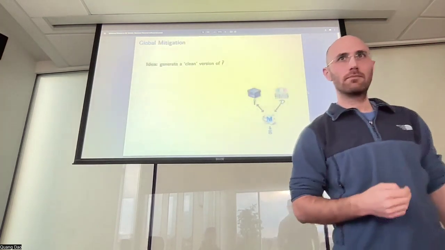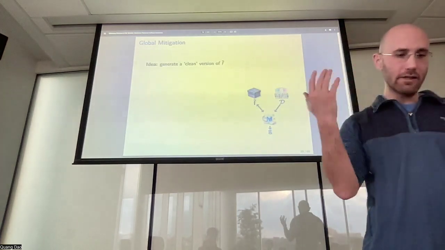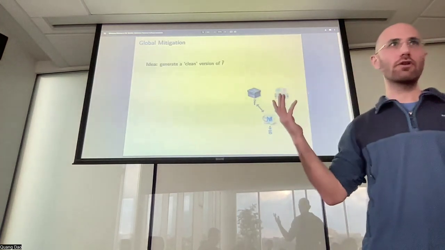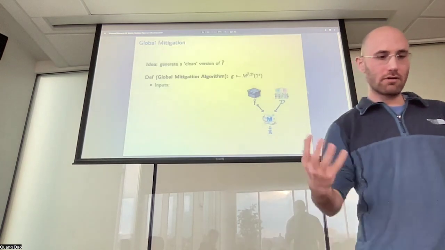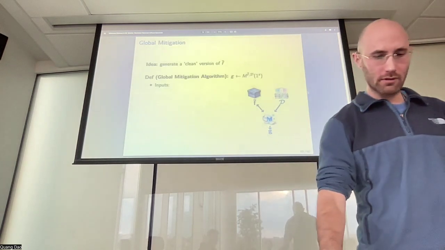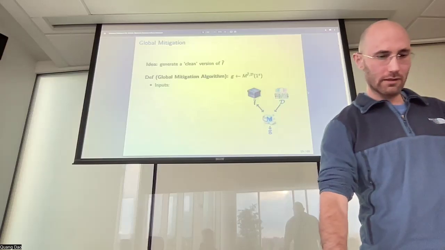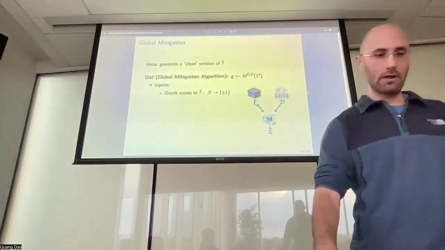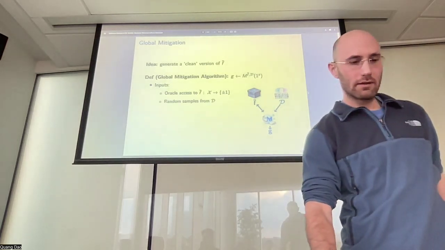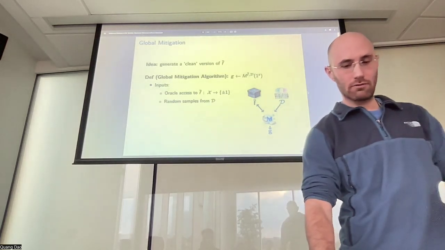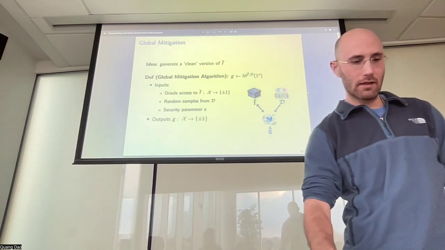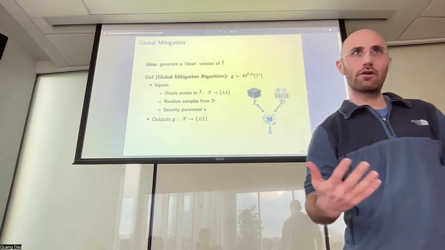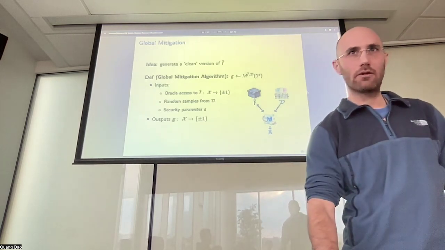Global mitigation. So the idea is we want to generate a clean version of f tilde, and the general structure of this, the signature, is some algorithm M, the mitigator. Its input has oracle access to f tilde, random sample access to this distribution D, and it gets a security parameter S, and it wants to output a new function G that hopefully doesn't have backdoors.